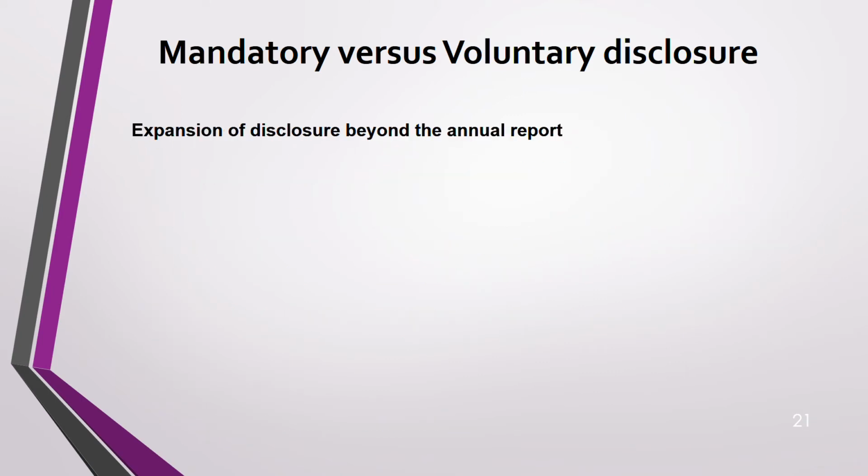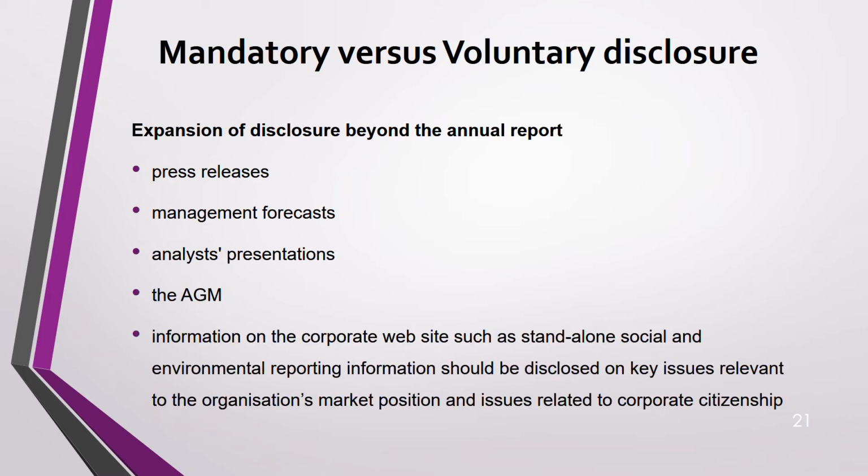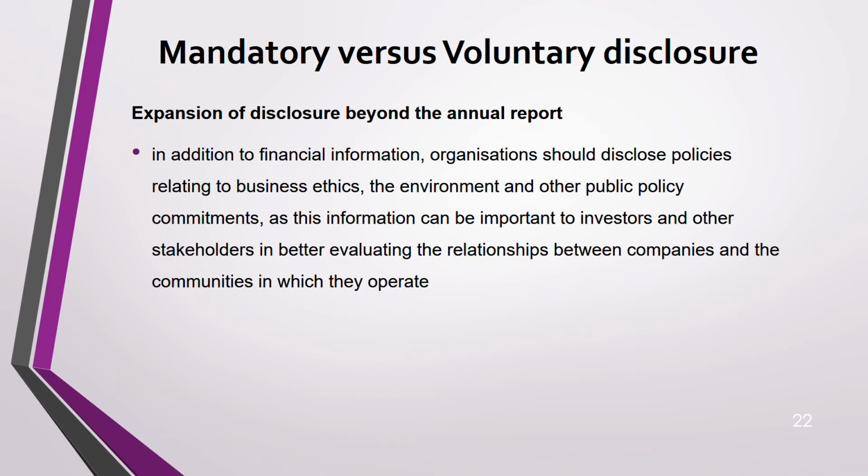Now, expansion of disclosure beyond the annual reports. You have to disclose beyond the annual report also. Things like press releases, management forecasts, analyst presentations, AGM, and information on the corporate website. Or it might be standalone social and environmental reporting. Next, in addition to financial information, these things are also there: policies regarding your business ethics, your environment, your public policy commitments.